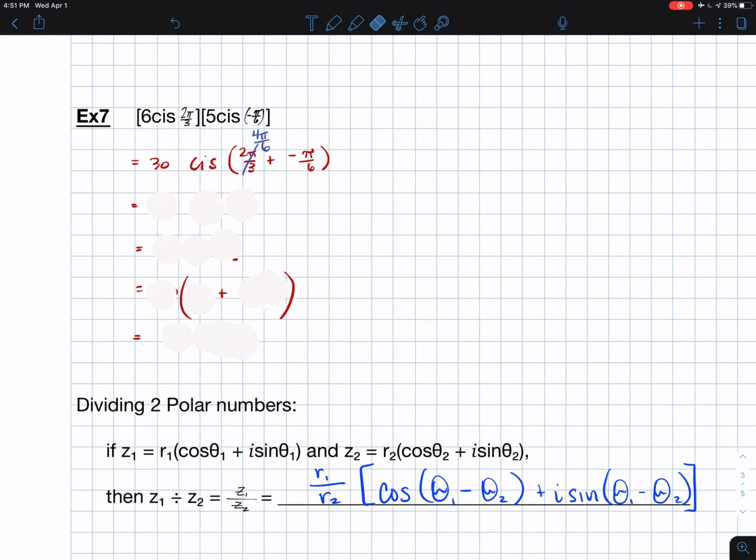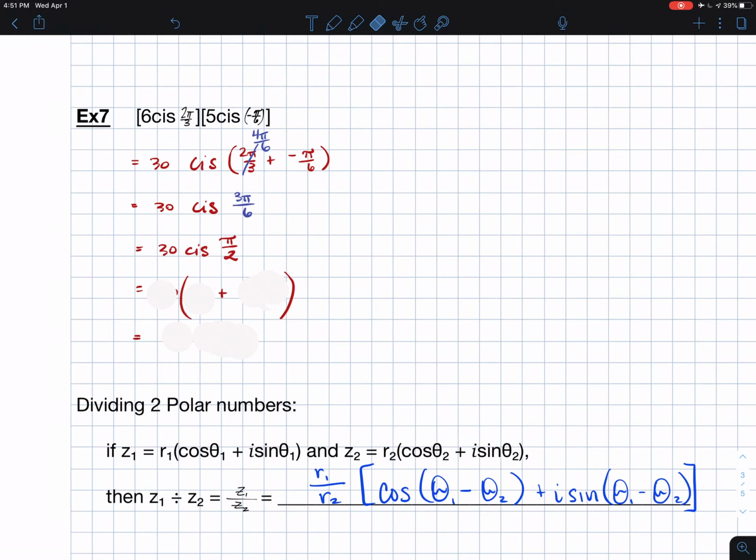Now you can see that I've already gotten a common denominator here: 2 pi over 3 plus negative pi over 6. And so when I add my thetas, I'll have 3 pi over 6. Of course, I won't leave it like that. I'll reduce that to pi over 2.